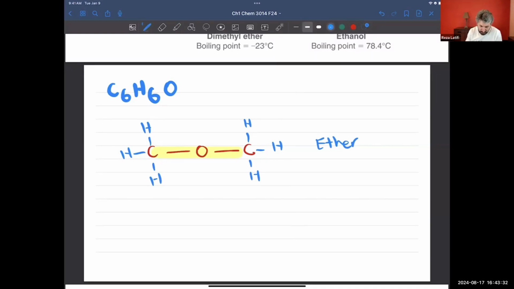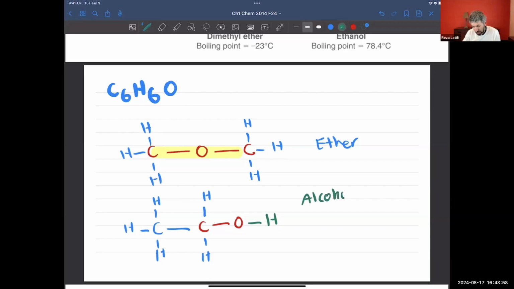Now, if you take the first one, a carbon attached to 3 hydrogens, then attach it to a second carbon with 2 hydrogens, and put oxygen after the second carbon. Now attach it to hydrogen. This is going to be an alcohol, and the name for it will be ethanol. And this is your functional group. You will learn it later.